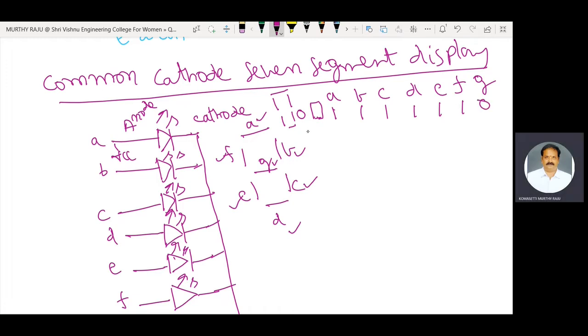Similarly, for 1, A is 0, B and C are 1, and the remaining all are 0. A is 0, B is 1, C is 1, the remaining all are zeros.